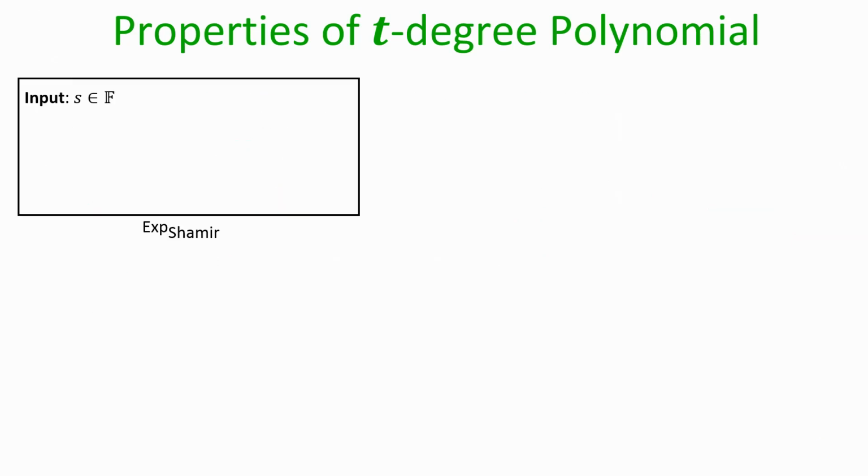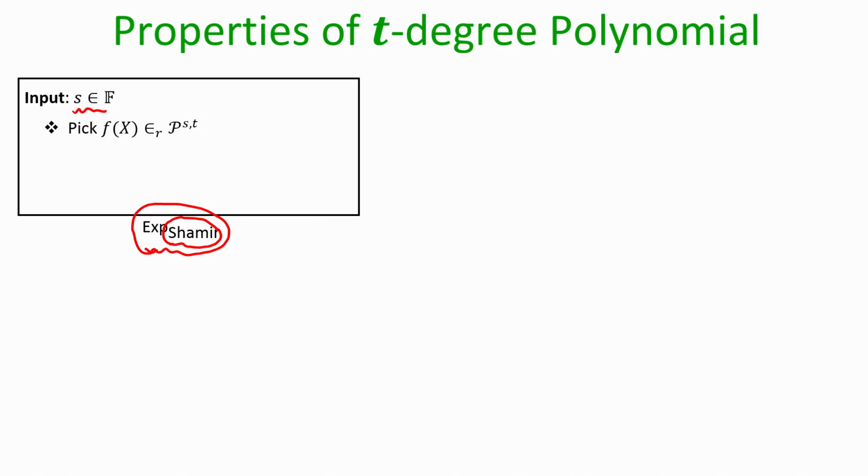Fine. So now let us see another important property of t degree polynomials. To demonstrate this property, I will consider a random experiment here. I call this experiment Experiment Shamir, attributed to Adi Shamir, who gave this experiment. So what is this experiment? The input to this experiment is some element S from the field F.